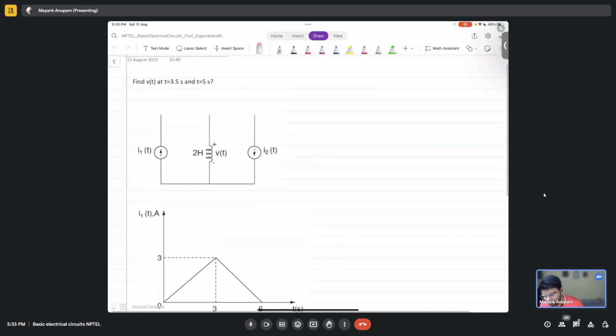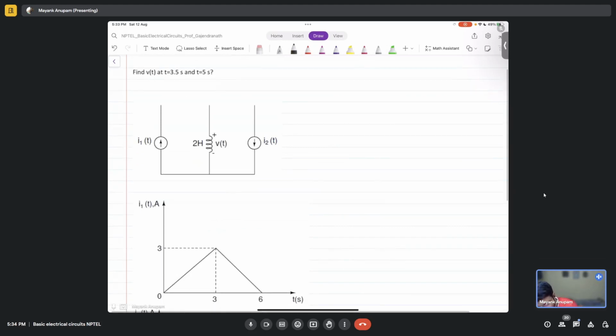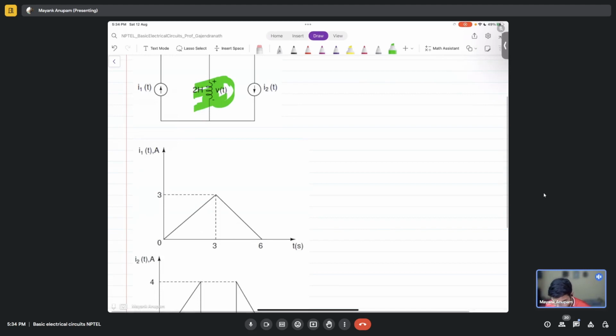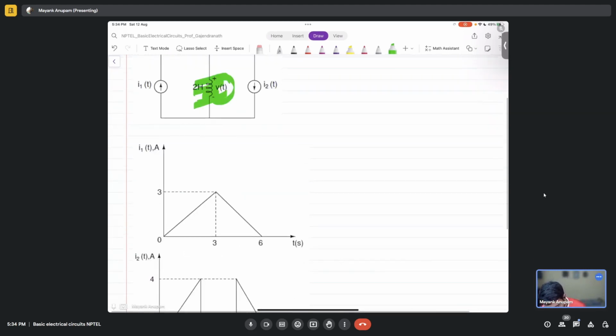Find V of t for t equal to 3.5 seconds and t equal to 5 seconds. You see, this is an inductor. So this is an inductor here, and you are told to find out what is V of t at what times? At t equal to 3.5 seconds and 5 seconds. So 3.5 will be somewhere here, right? 3.5 seconds, and 5 seconds will be somewhere here.